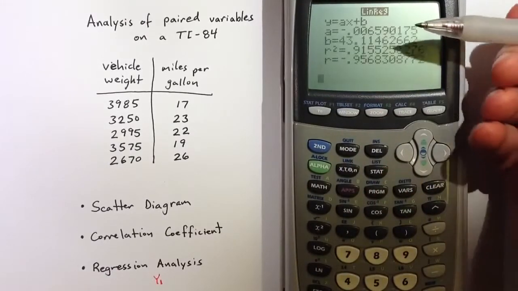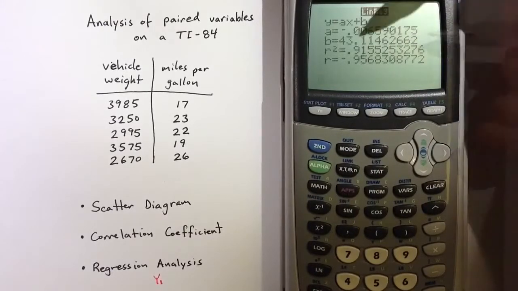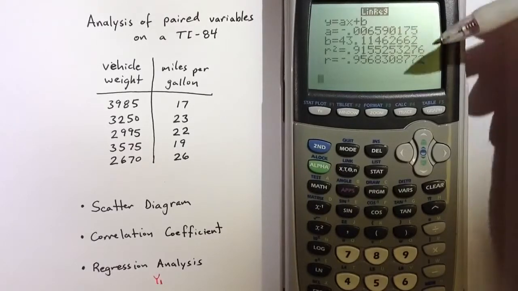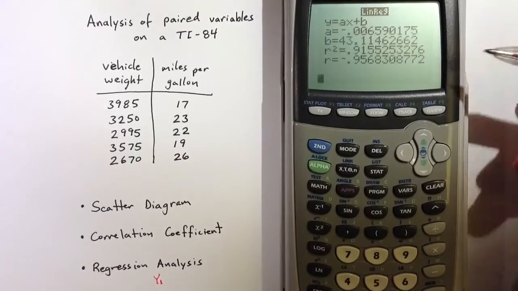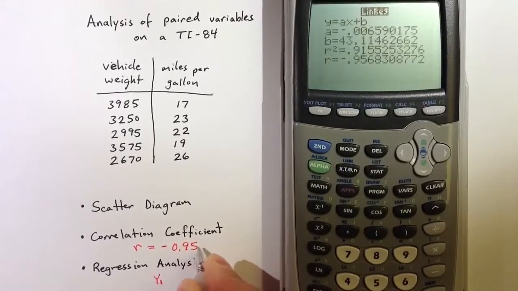And we see the regression. They tell us A and B, which fill in the linear regression ax plus b. But then what's important for us, we see this r value. r is the letter that represents the correlation coefficient. The r value is negative 0.957, let's say.